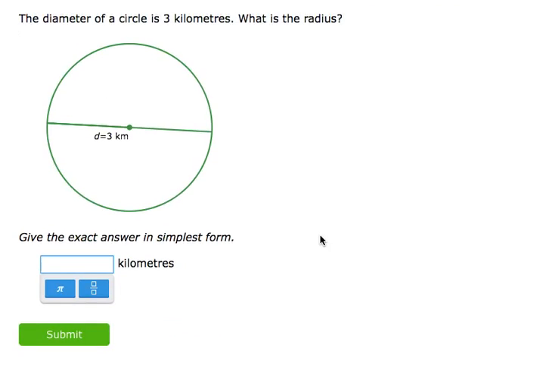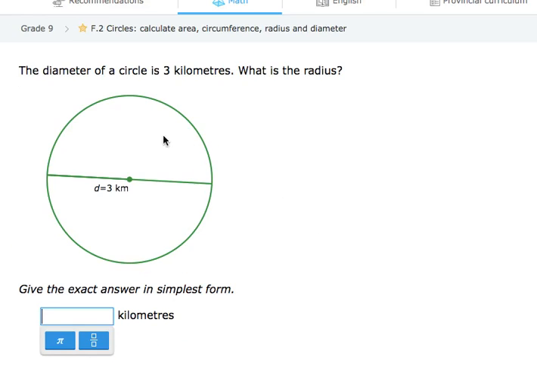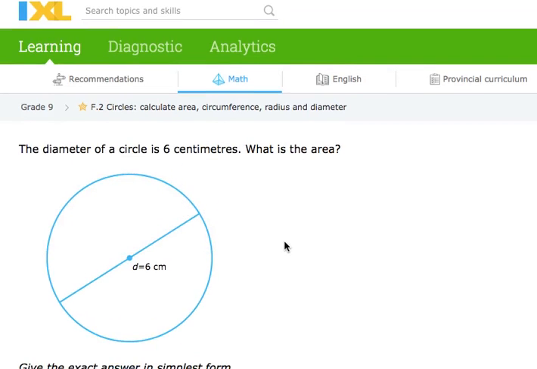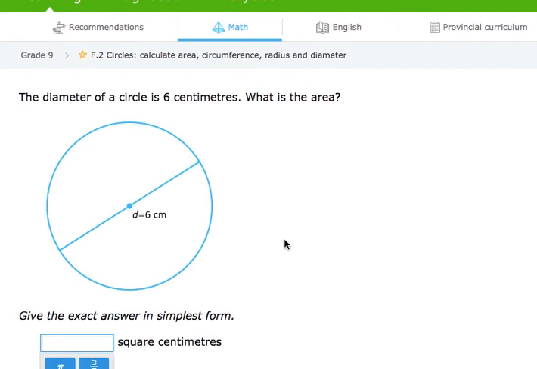Here, this one's even easier if you know your diameters and your radii. Diameter is just twice as long as the radius. So if the diameter is 3 kilometers, I can divide that by 2, and that'll give me my radius, 1.5 kilometers. I could have also written 3 over 2 there if I wanted to.